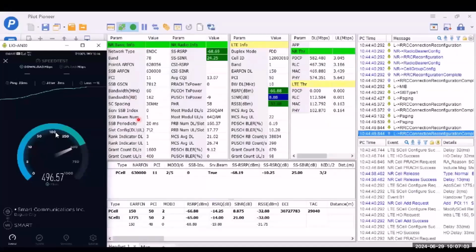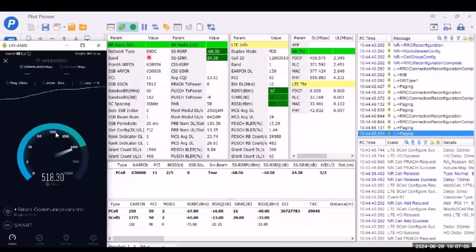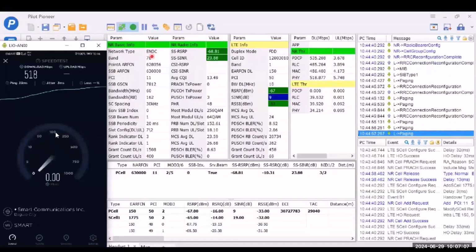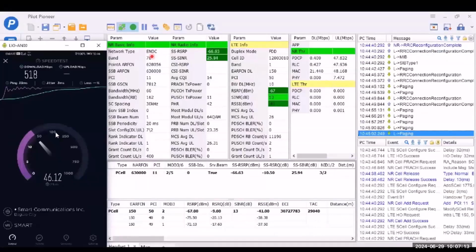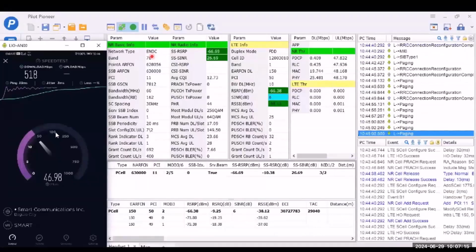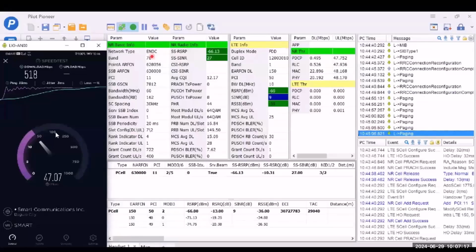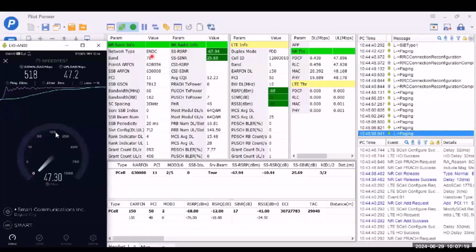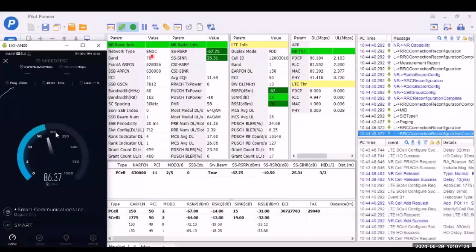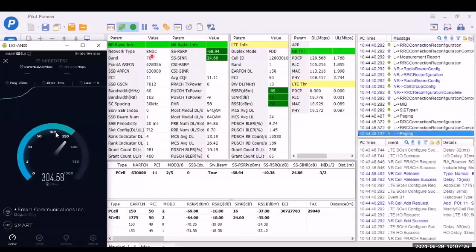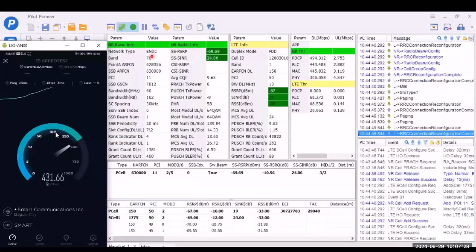You can see here ENDC, the E-UTRAN NR dual connectivity. When we say ENDC, there's a 5G component and there's an LTE component. If you see a 5G signal on your phone, most likely your phone is connected to 5G and LTE simultaneously. How can we prove that?